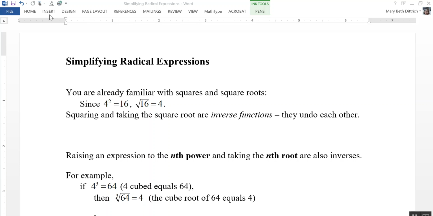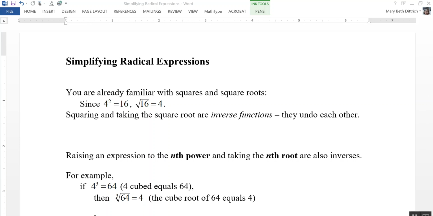This video is on simplifying radical expressions. You are already familiar with squares and square roots. Since 4 squared is equal to 16, the square root of 16 is equal to 4. Squaring and taking the square root are inverse functions. They undo each other.